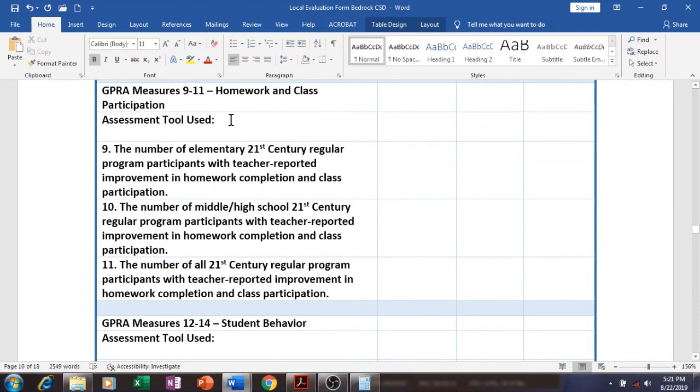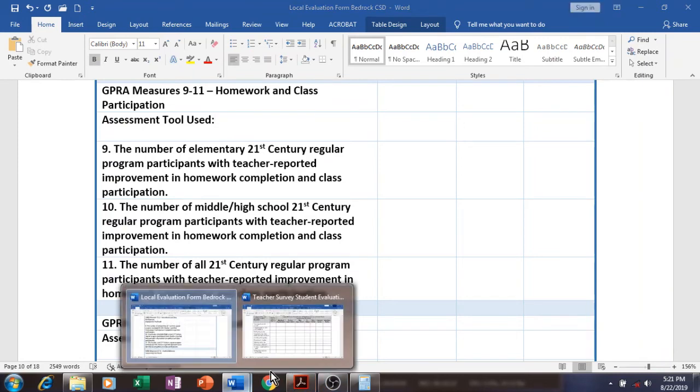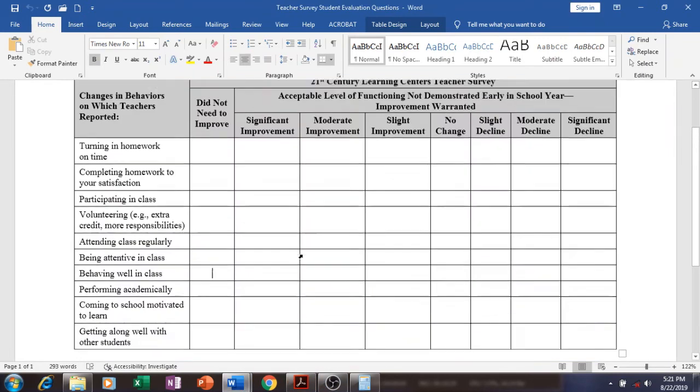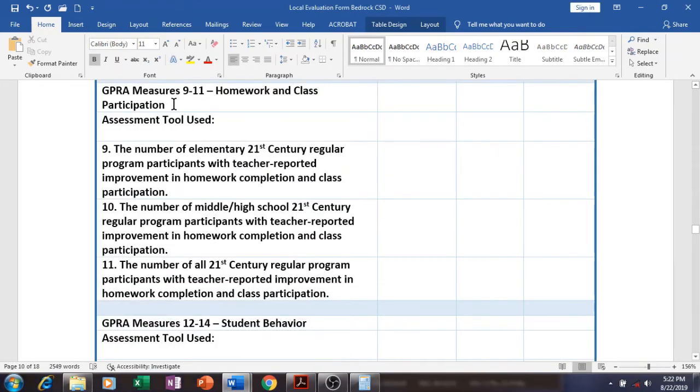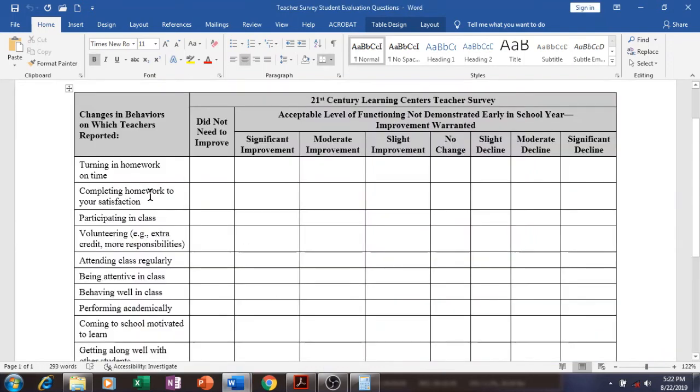Measures 9 through 11, we're going to put GPRA numbers for homework and class participation. The assessment tool that you have to use is the student teacher survey that we discussed in the very first video. And of course, the problem is GPRA wants us to talk about homework and class participation with one number, and the form has that broken down into 2 different places. You're going to have to combine those somehow.